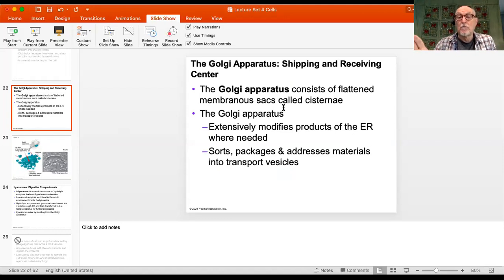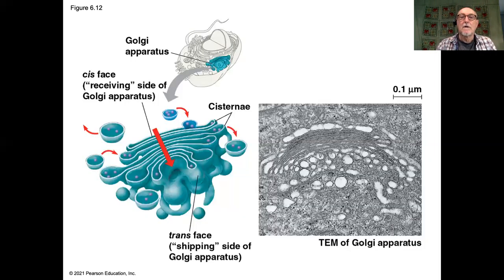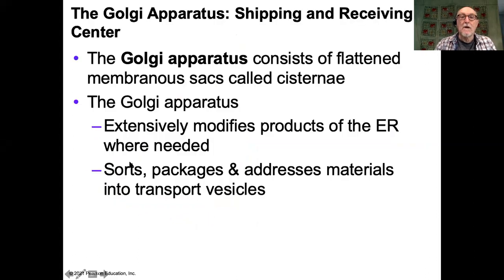Okay, so we know the basic structure, right? It consists of these flattened envelopes, sacs, which are called the cisternae, which fit one over the other here. And the interior of each one is a processing center, like a separate factory, which is going to modify the proteins. So the Golgi will move stuff from one cisterna to the next as needed by means of vesicles, which bud off.